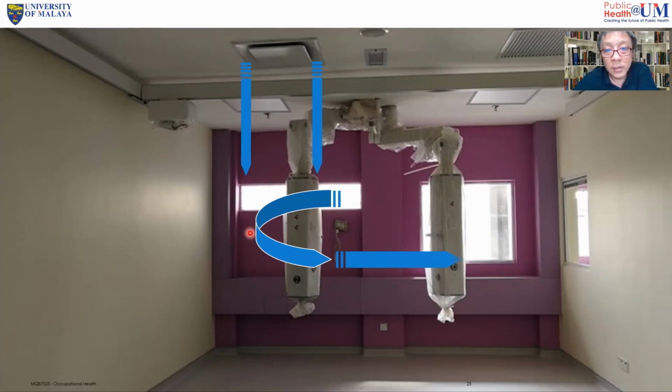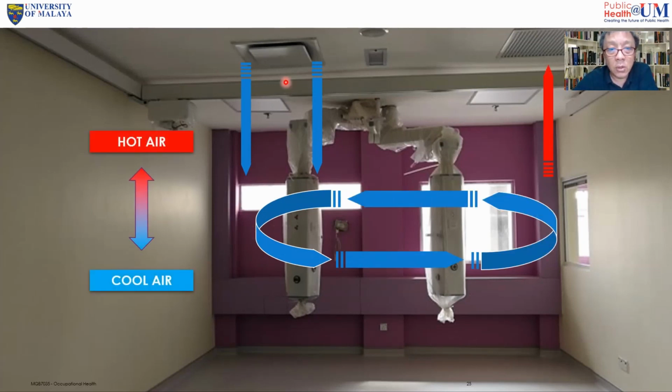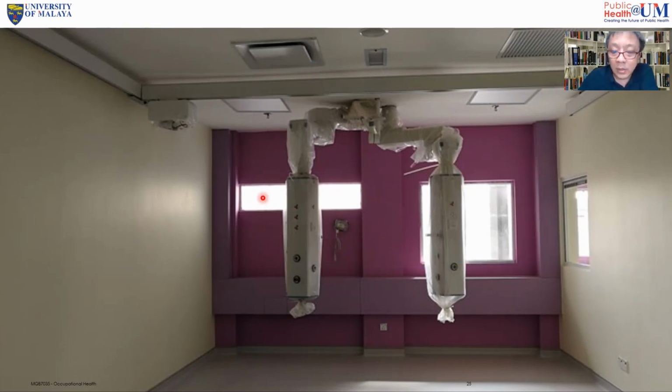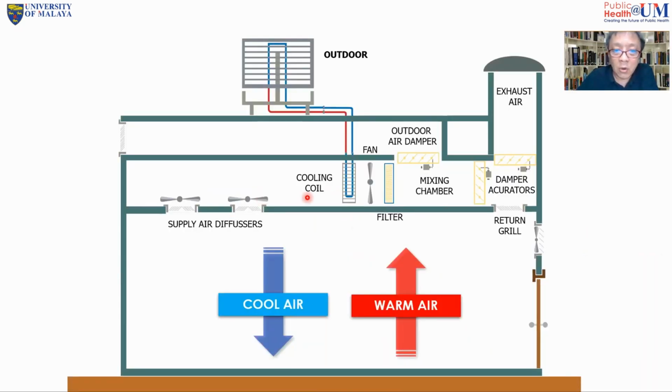All right. So this is what happens. Cold air comes in and circulates within the room. When the air becomes warm, it goes back up, and then it's recooled and comes back in again. It goes up, gets recooled, and comes back in again.